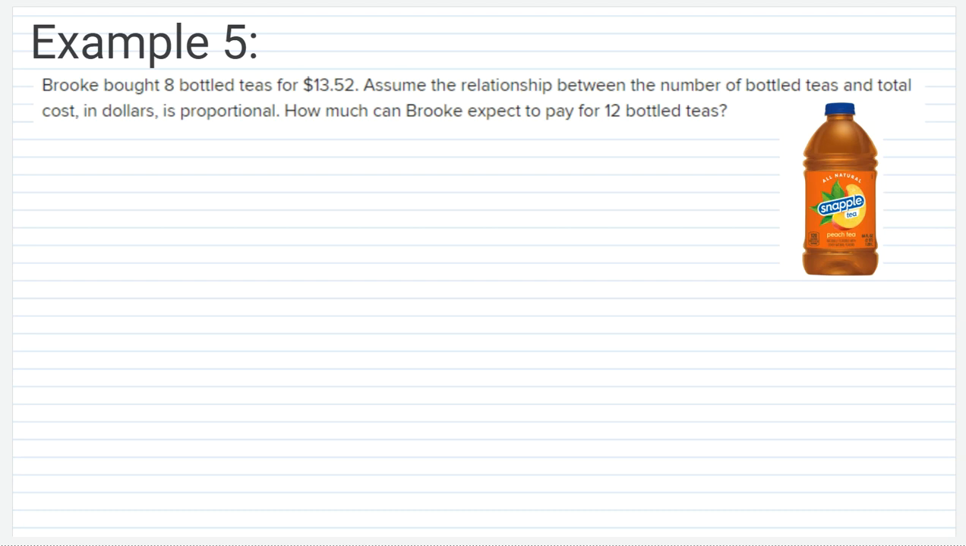How much can Brooke expect to pay for 12 bottled teas? So again, lots of options for this. You choose what works best for you. I will go ahead and set up an equation for this one.